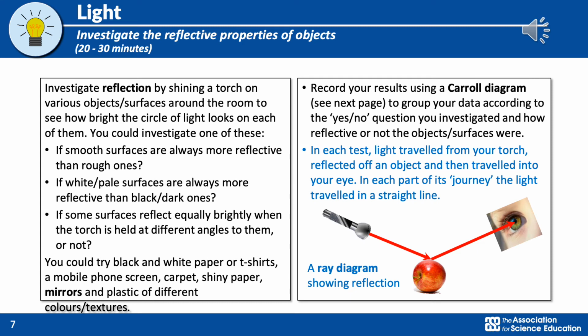If smooth surfaces are always more reflective than rough ones, if white, pale surfaces are always more reflective than black or dark ones, if some surfaces reflect equally brightly when the torch is held at different angles to them or not. So if you choose one of those questions, you're going to investigate it and you're going to record your results on the Carroll diagram on the next slide.